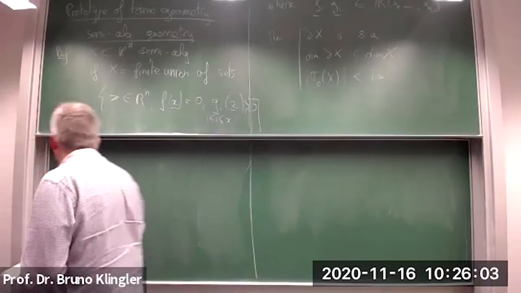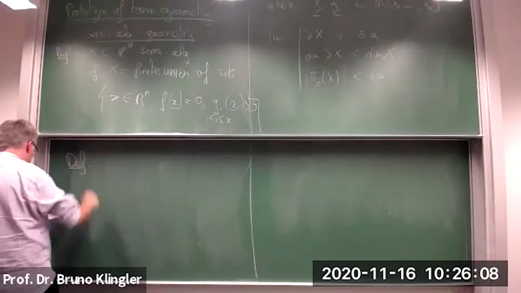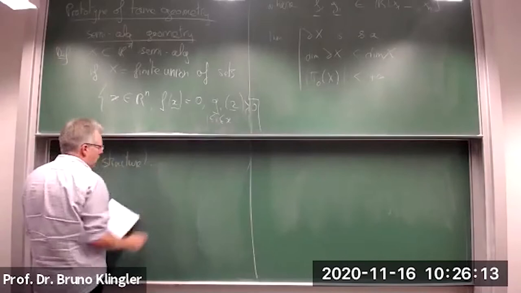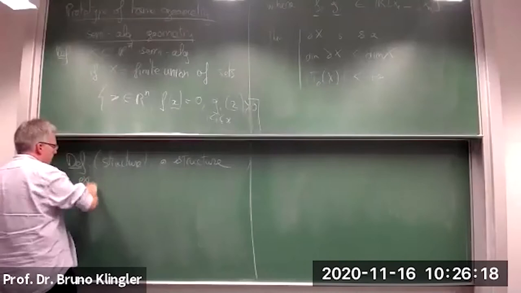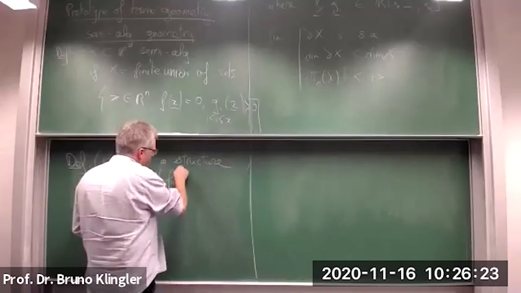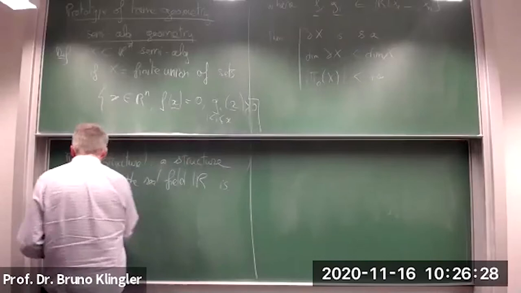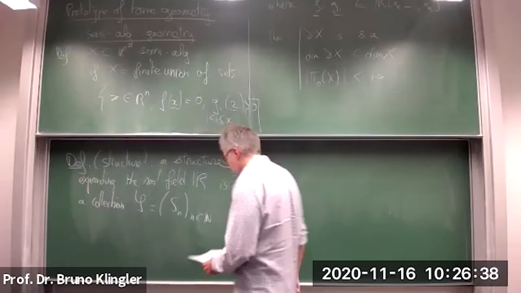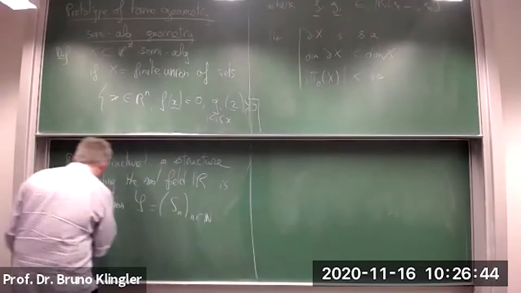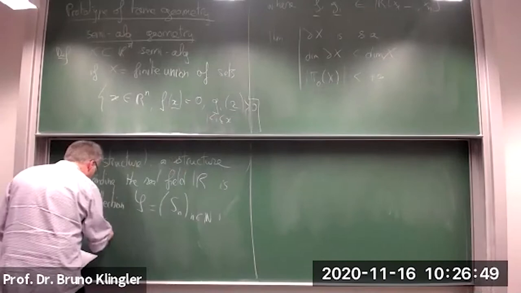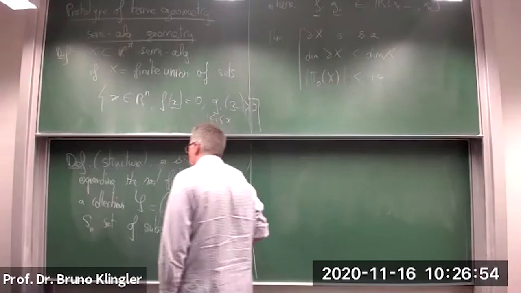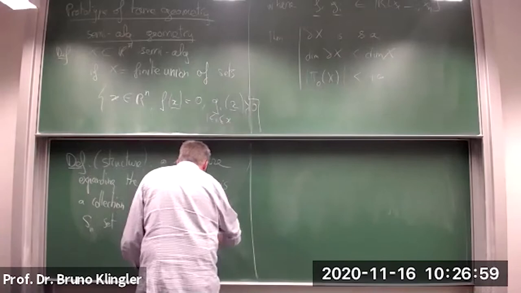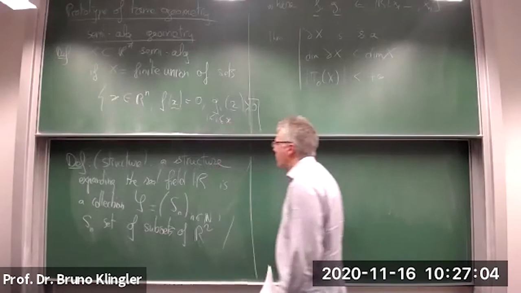So let me start by recalling what a structure is from the point of view of the geometer. A structure expanding the real field R, seen as an ordered field, is a collection S_n for all n in the integers, where S_n is a set of subsets of R^n. So basically, a structure is just describing the collection of sets you are allowed to play with, and now you put a few axioms on them. So what are the axioms?